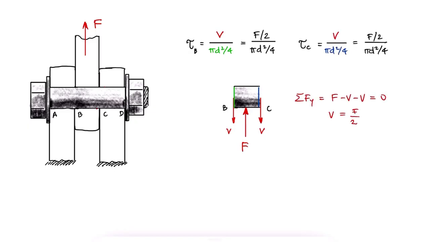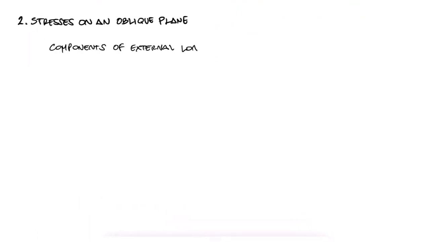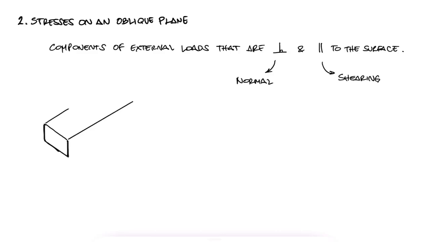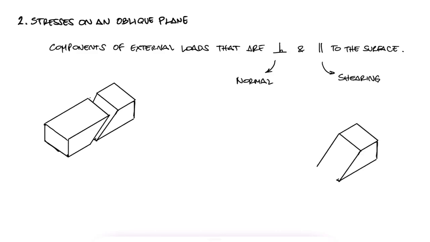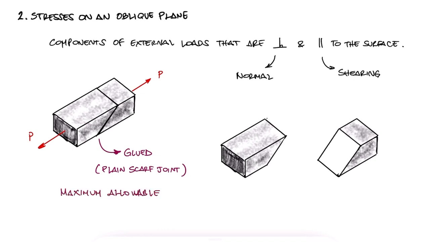Defining normal and shearing stresses is important to find the components of a stress, or what is its equivalent, components of external loads that are perpendicular and parallel to the plane of interest, to calculate the resulting normal and shearing stresses. For example, if two rectangular cross-section metal pieces have been glued together using a plain scarf joint, and the new prismatic member is being subjected to tension, there would be interest in finding the normal and shearing stresses at the slanted surface to be able to compare them to the maximum allowable stresses that the glue can withstand.